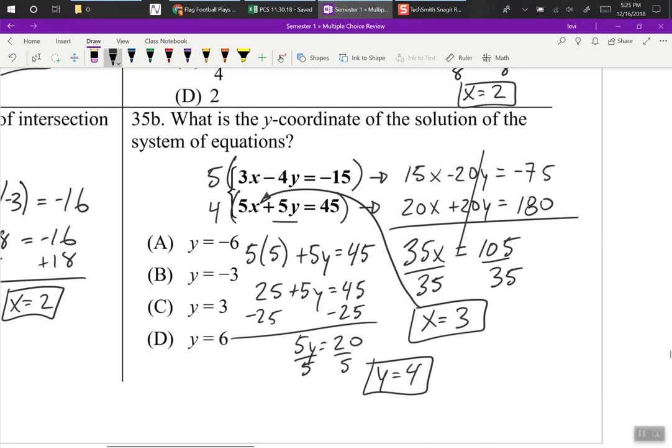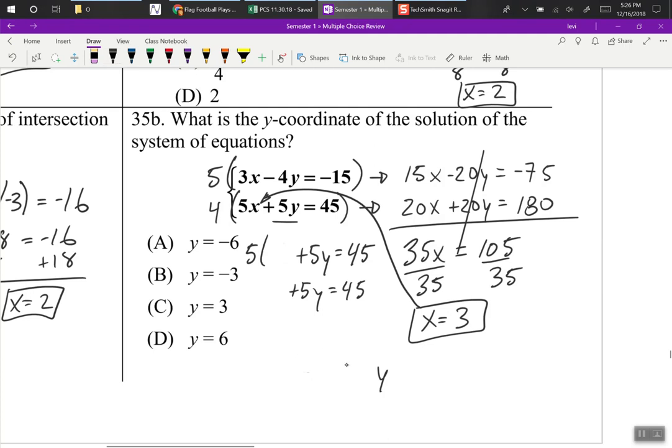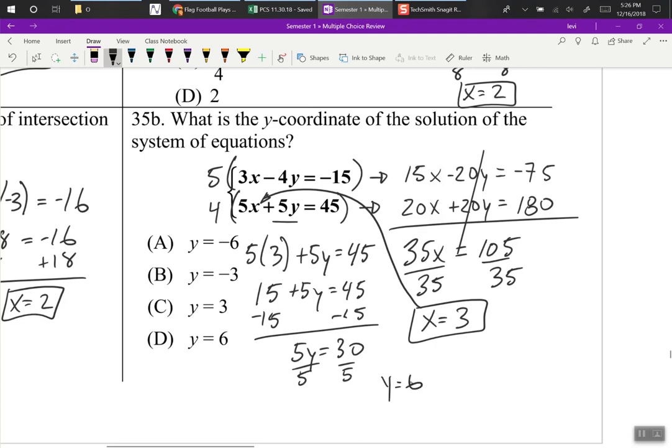And did I mess up somewhere? Yeah, I messed up, because what was I supposed to substitute in there? A 3, not a 5. I don't know why I substituted in a 5. So a 3 here. So 5 times 3 makes 15. Subtract 15. And we get 5y equals 30. Now we divide by 5, and we get y equals 6. So be careful, don't be like me and substitute in the wrong numbers.